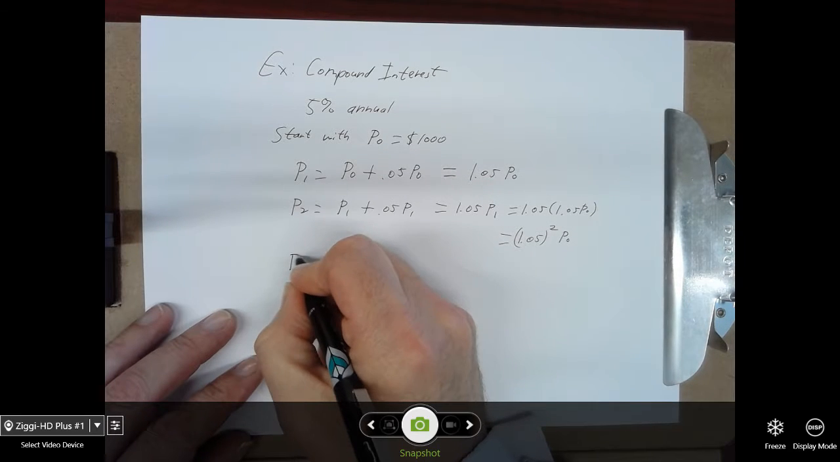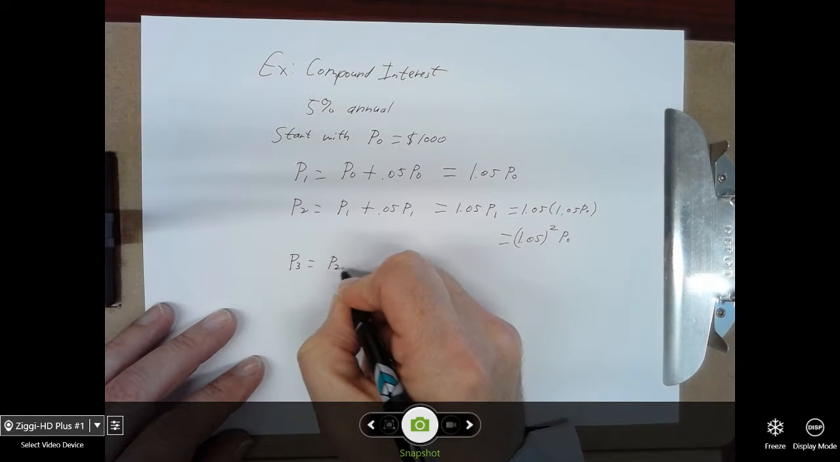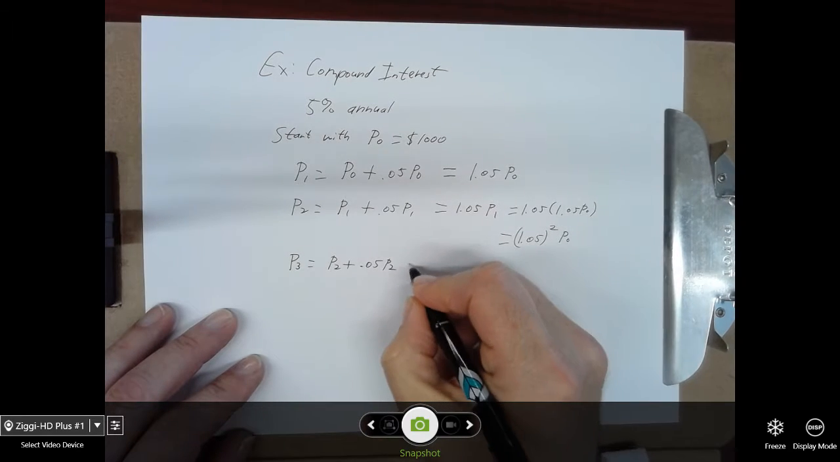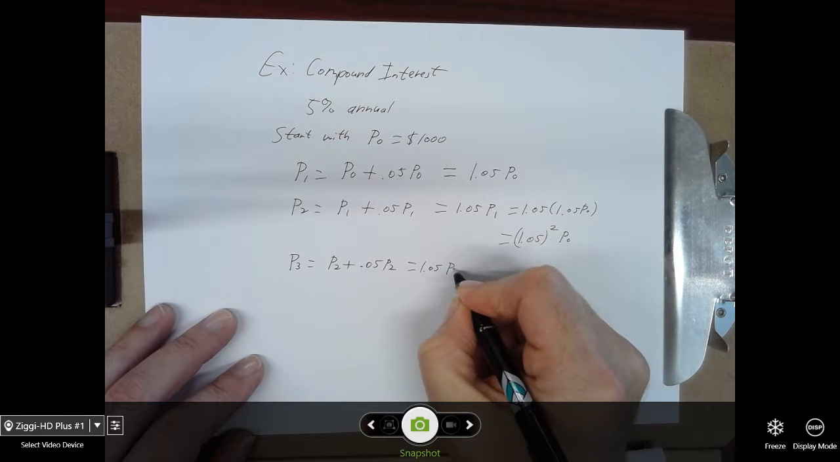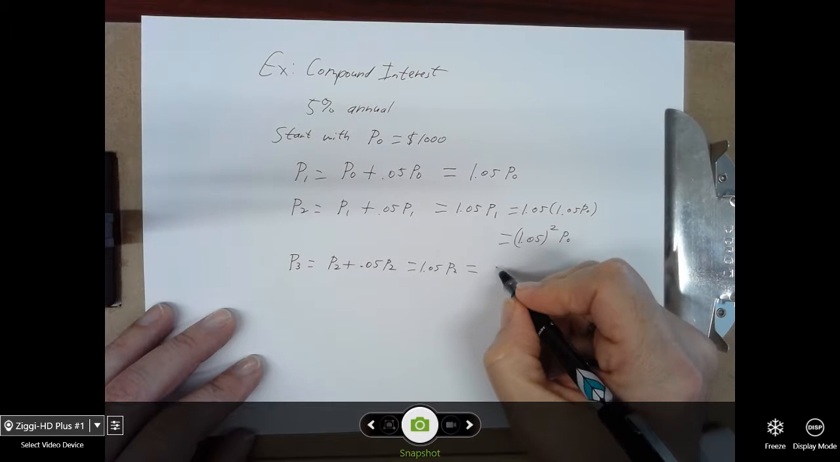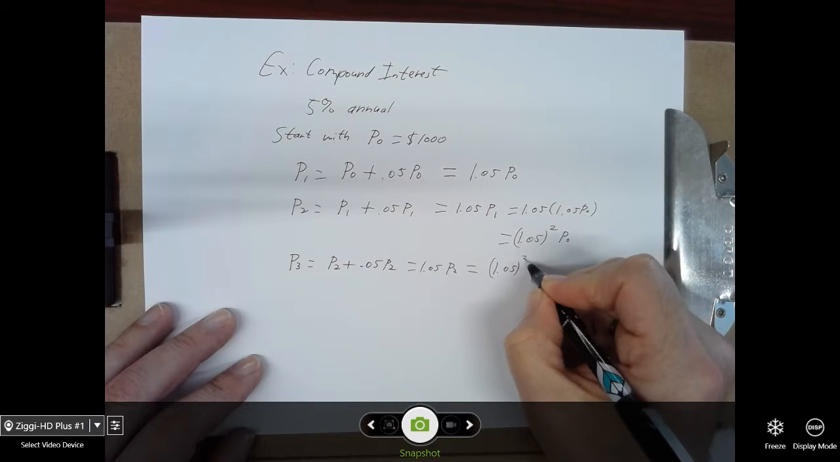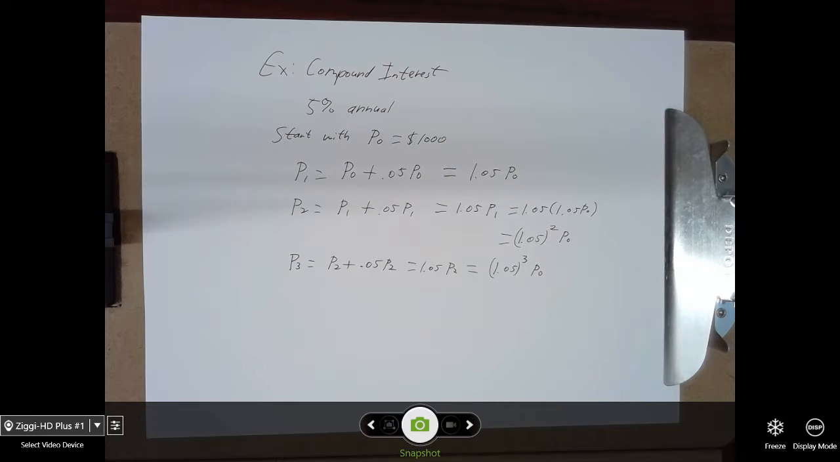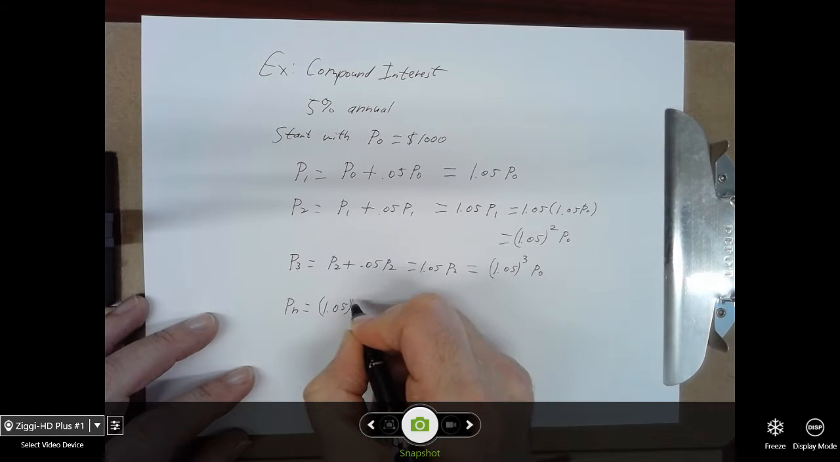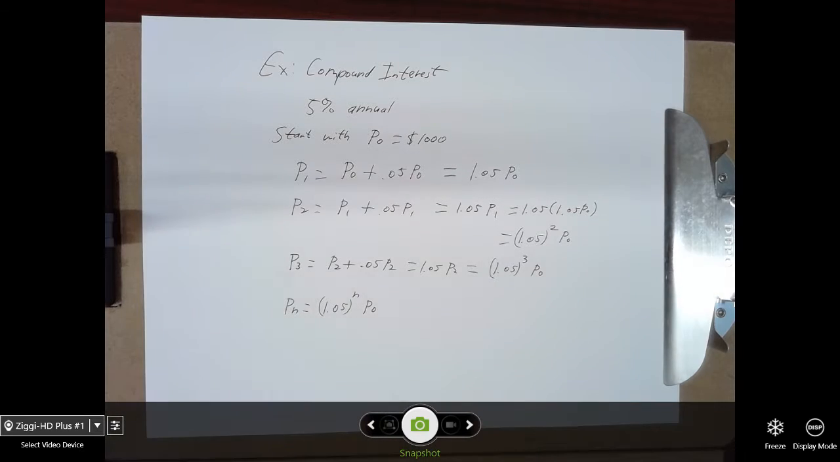And we'll go 1 more year. So year 3, you've got year 2 balance plus 5%, which is 1.05 times P2. And since P2 is 1.05 squared P0, this is 1.05 cubed P0. And you can imagine a general solution now. Your principal after n years is 1.05 to the n times your original balance.